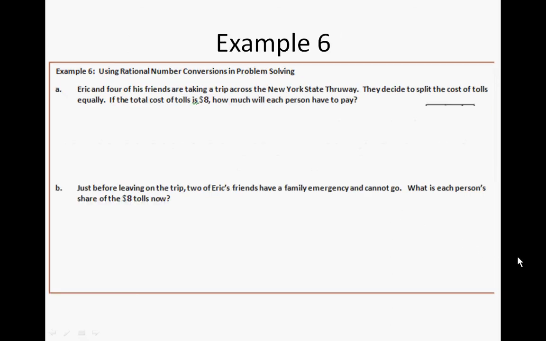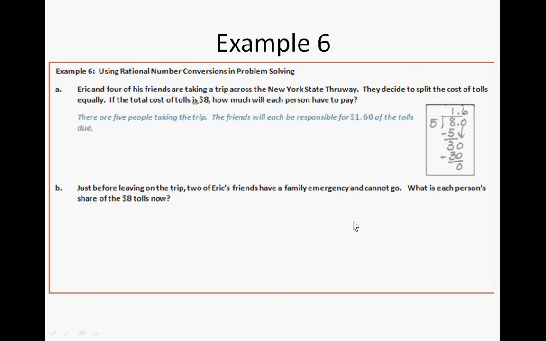All right, so example 6. Using rational number conversions in problem solving. Eric and 4 of his friends are taking a trip across the New York State Thruway. They decide to split the cost of the tolls equally. If the total cost of the tolls is $8, how much will each person have to pay? If we are setting up this problem, it would be $8 divided by Eric and 4 of his friends. So please don't divide this by 4. Eric and 4 of his friends is how many people? Well, it'd be 5. So when you set this problem up, it would be 8 divided by 5.